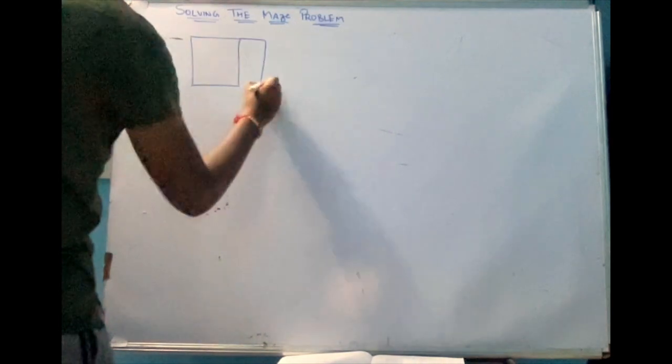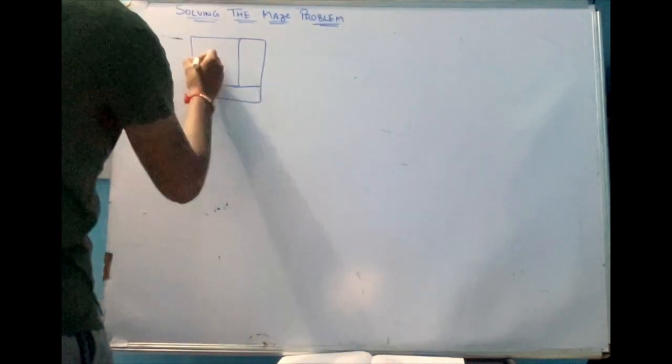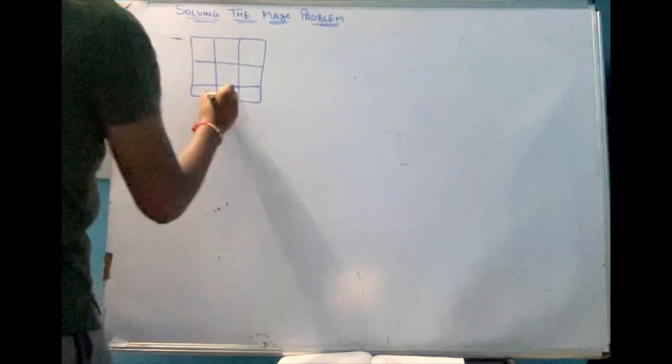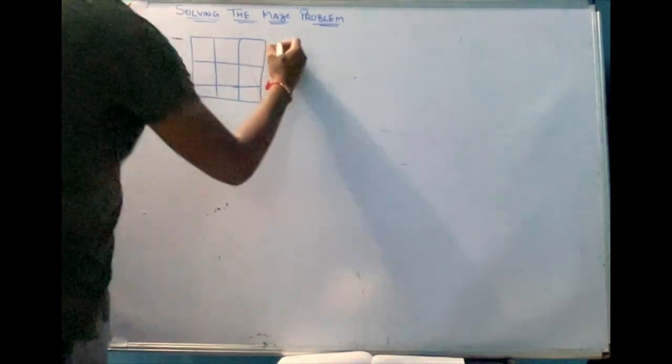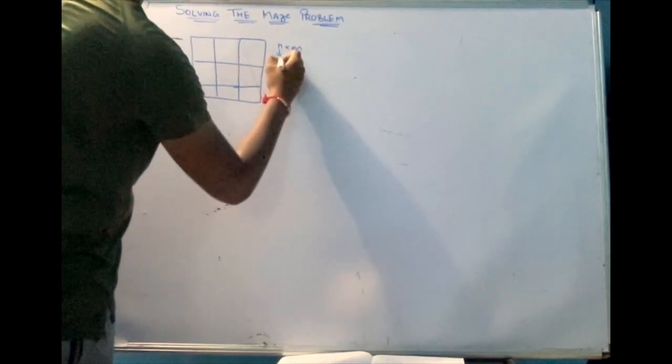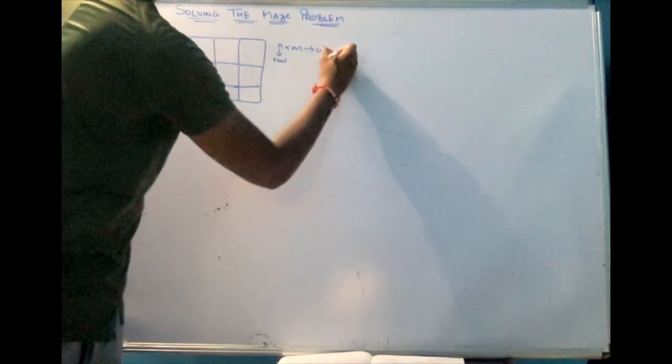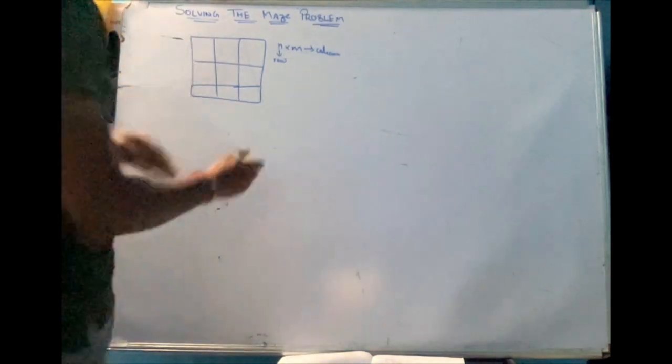So in this, I'll expand it. So this is the matrix of 3 by 3. A 3 by 3 matrix means, for example, n cross m, where n represents the number of rows and m represents the number of columns. So we have 3 columns and 3 rows in this case.